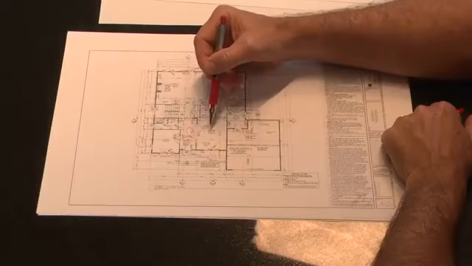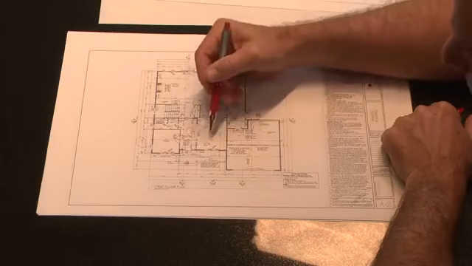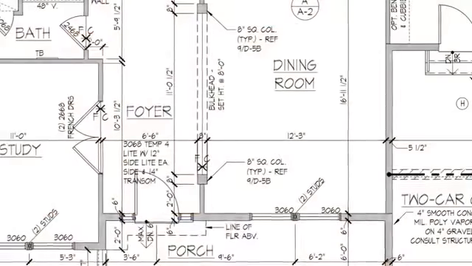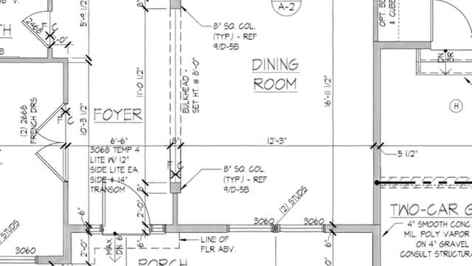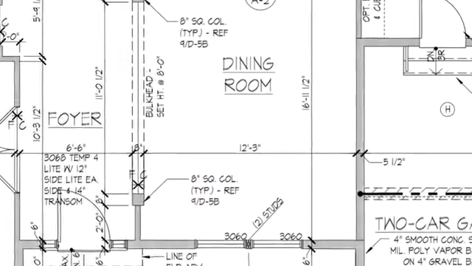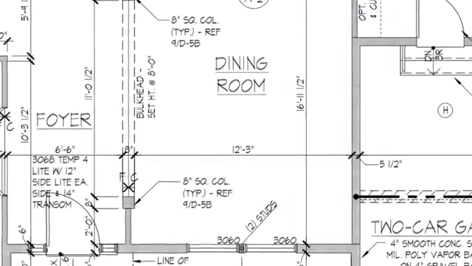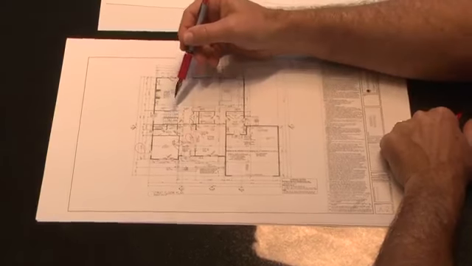One other thing to consider when you're looking at room dimensions is these are rough dimensions. So for instance, if I were to look at this dining room and say it says here 12 feet 3 inches, well, there's a 1/2 inch drywall on each side. So really the room dimension in its finished condition would be 12 feet 2 inches. As we travel further into the plan, you're going to see other things.